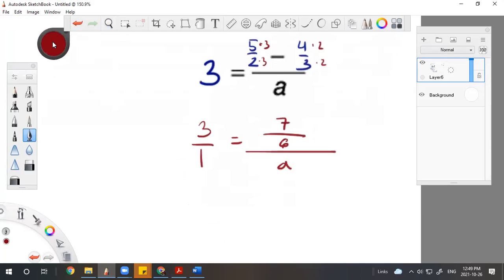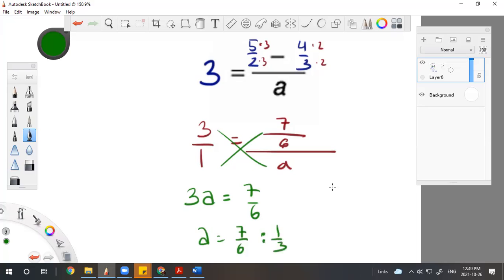And then what to do next? 3A, this. Cross multiply. 3A equals 7 over 6. And A equals 7 over 6 divided by 1 over 3. Right?